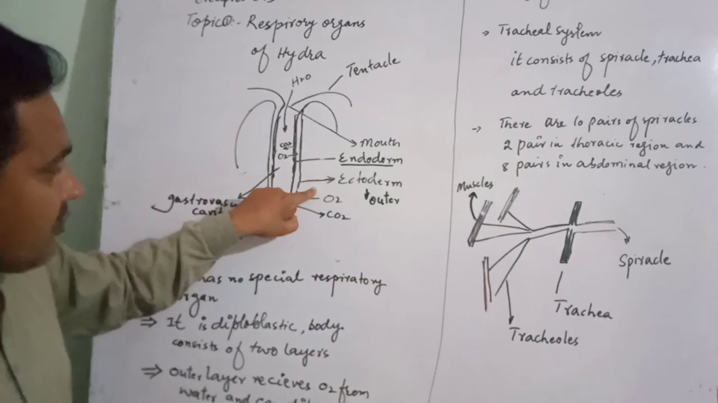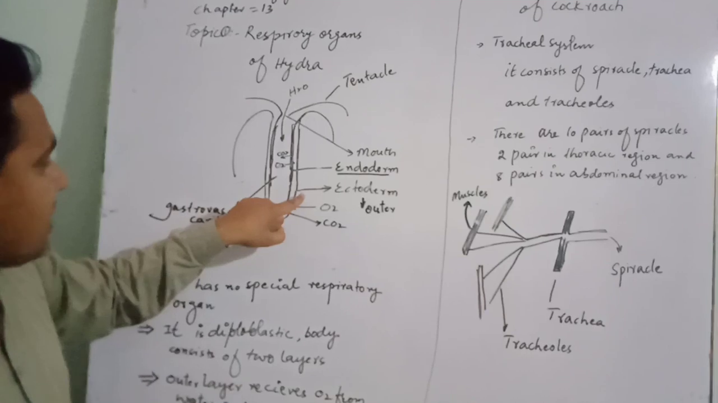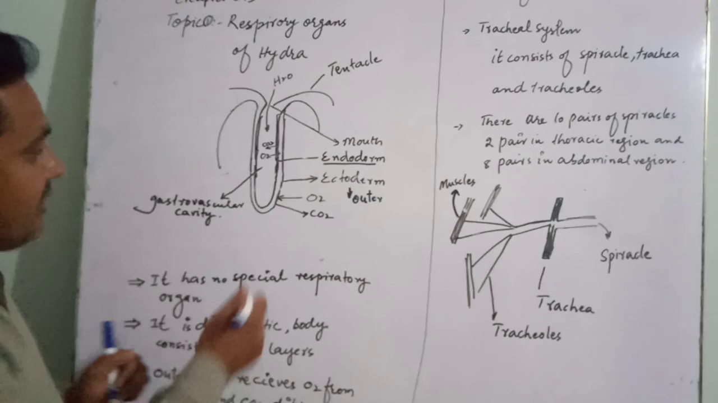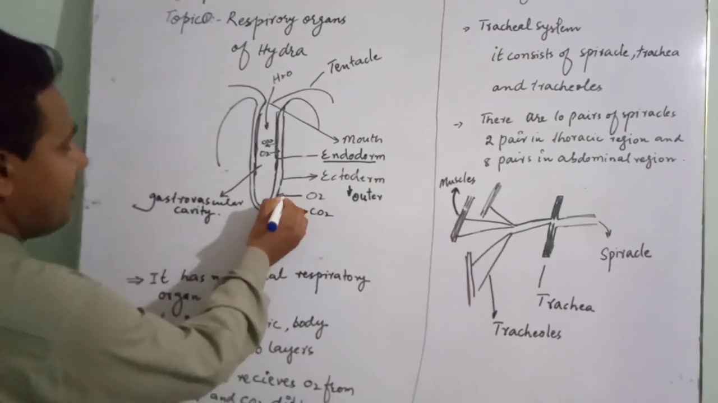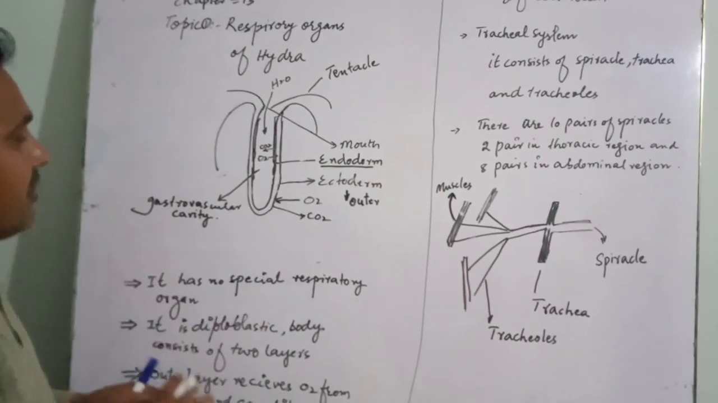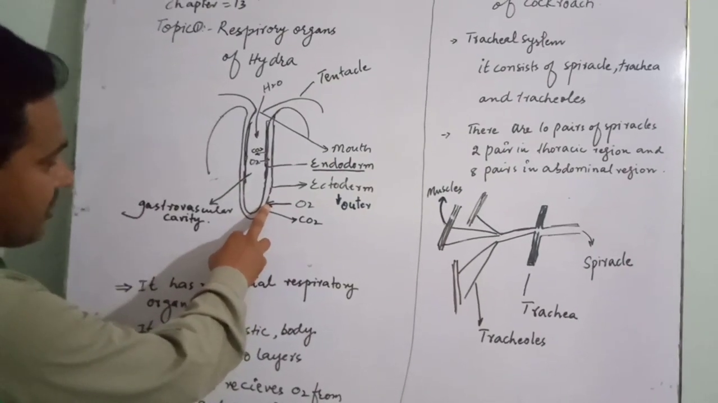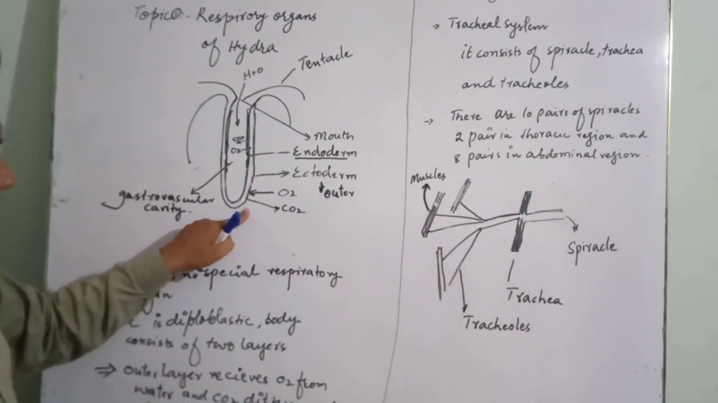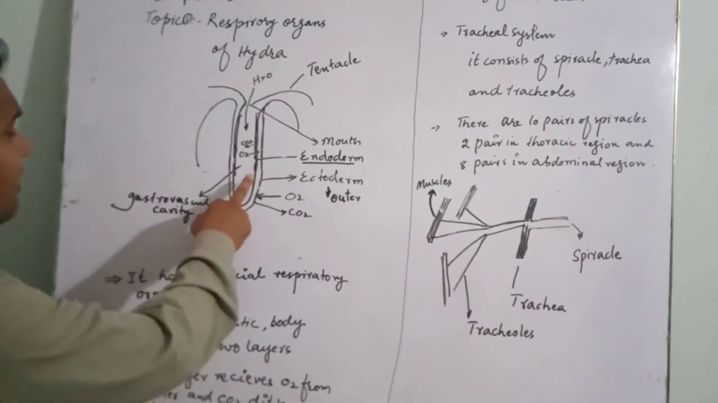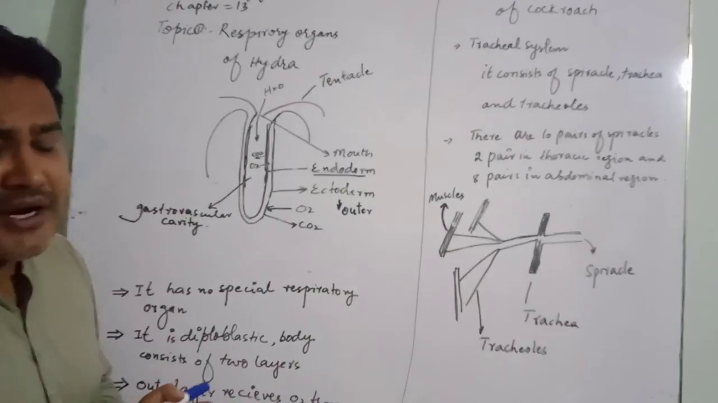From the surroundings, with the help of ectoderm cells, oxygen goes into the body of the animal from the surrounding water through the ectoderm, and from the ectoderm carbon dioxide diffuses out of the body. Then it has an endoderm. Endoderm is also bathed with water.